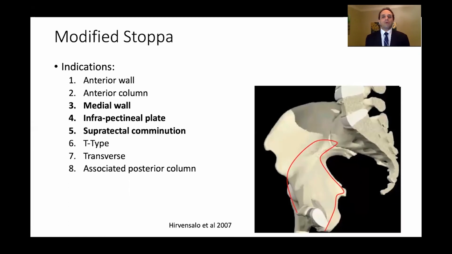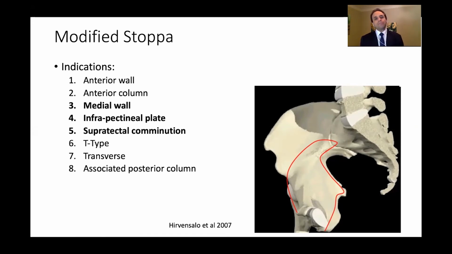For the modified Stoppa approach, it is opened in the midline. We stand on the other side of the patient because we see the opposite side. It can be done transverse or longitudinal, whichever you like. It usually shows you the area outlined in red, and it is used for anterior wall fractures, anterior column fractures, medial wall fractures, especially if you want to use an infrapectineal plate, supratectal comminution, a T-type, a transverse type, and an associated posterior column with an anterior column.